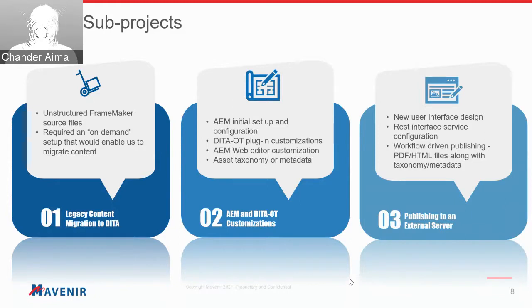We felt that these sub-projects were self-contained and not interdependent, and we could start work independently. We didn't have to migrate. The reason we broke it down into three separate projects is that we didn't have to wait for the content to be migrated and then start the customization. And after customizations are done, we could pick up the publishing piece. We could start on all of these activities from day one.